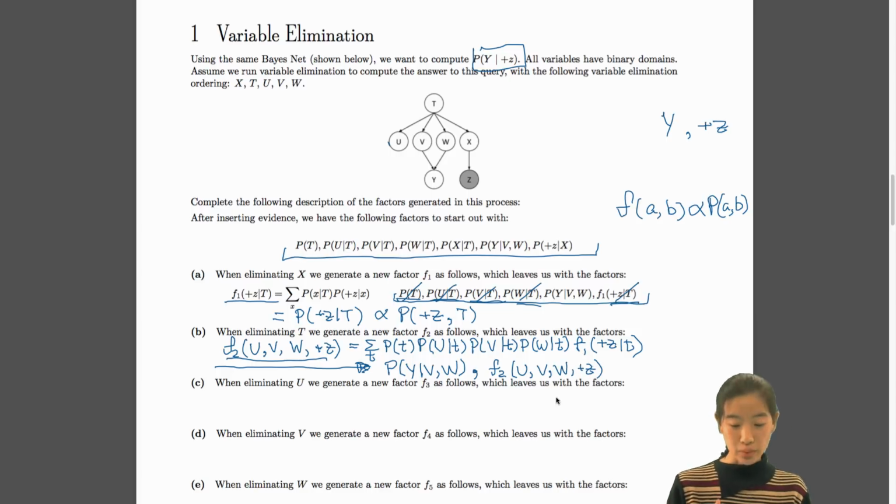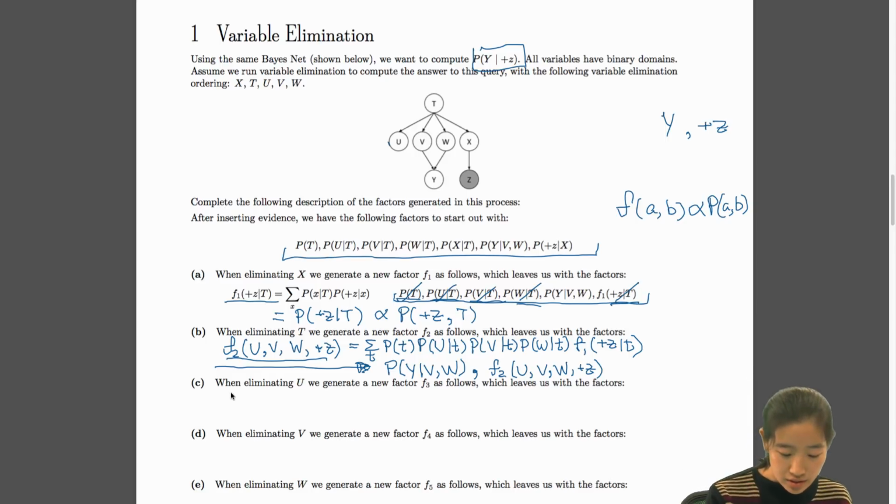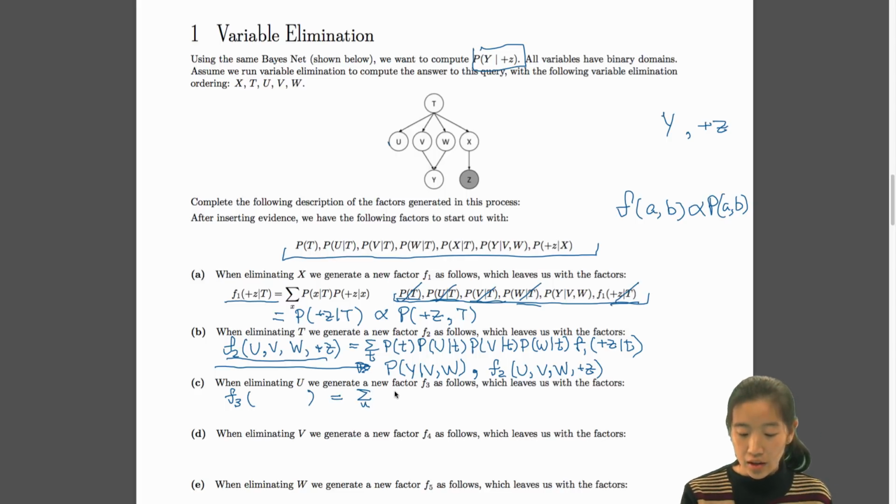Okay, so now we've eliminated one variable. We have a lot more to go. So let's just go on to u. So we're going to create a new factor 3. I'm going to first leave it blank because we're not quite sure which one it is. We're going to sum over all the possible values of u, which are actually only in factor 2.